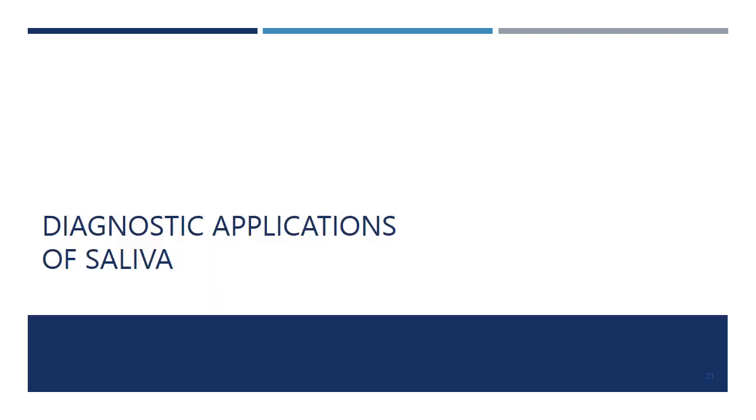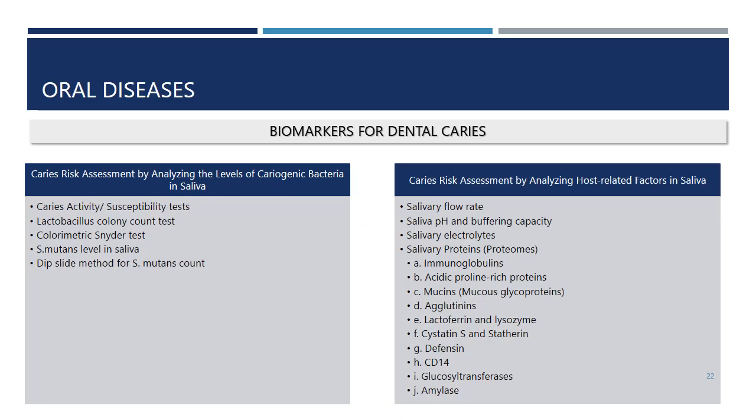Coming to diagnostic applications of saliva. Starting with oral diseases, biomarkers for dental caries can be of two types: caries risk assessment by analyzing levels of cariogenic bacteria in saliva, or caries risk assessment by analyzing host-related factors in the saliva.